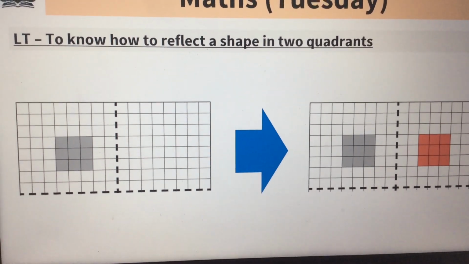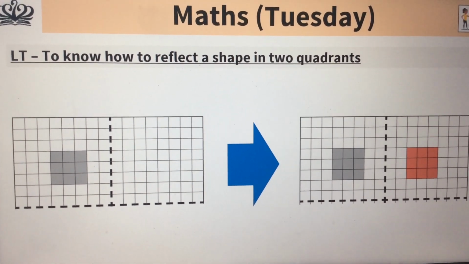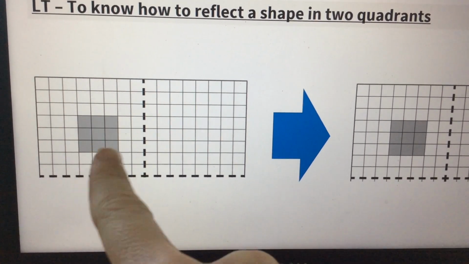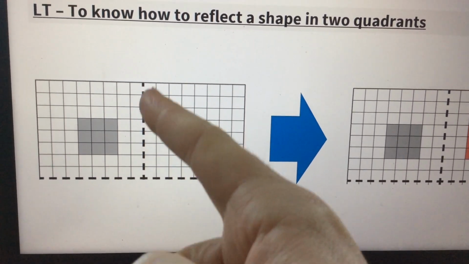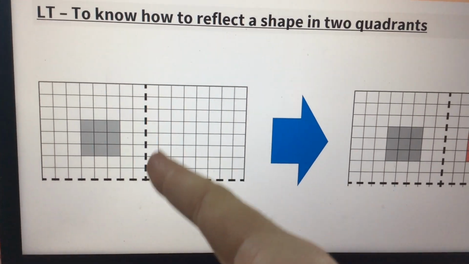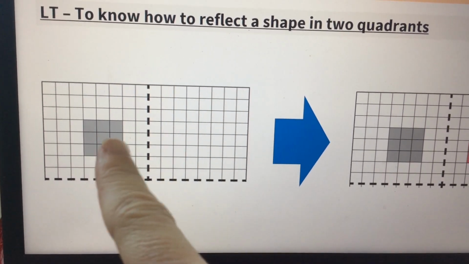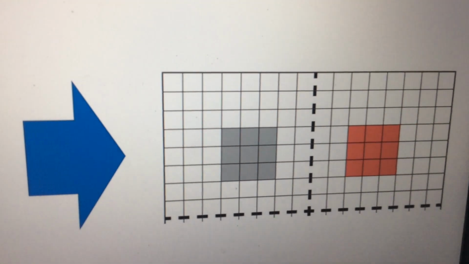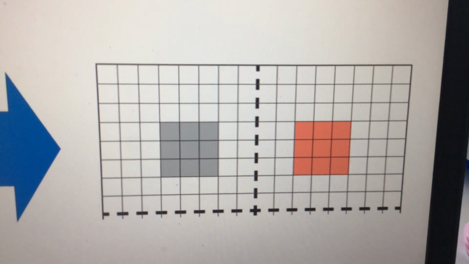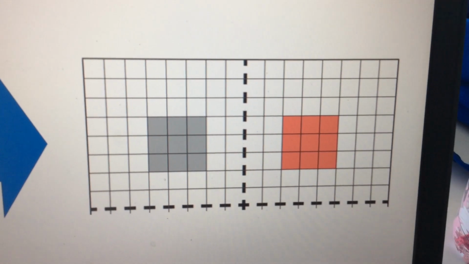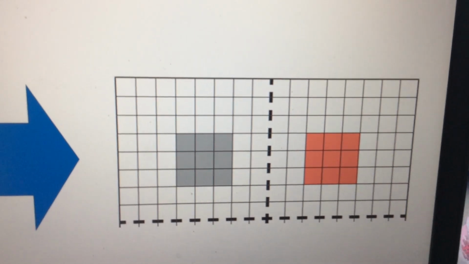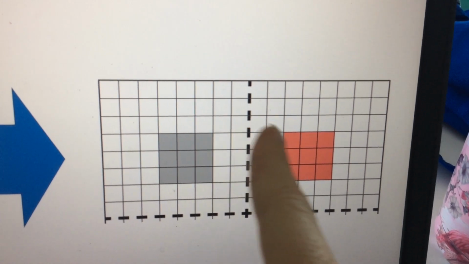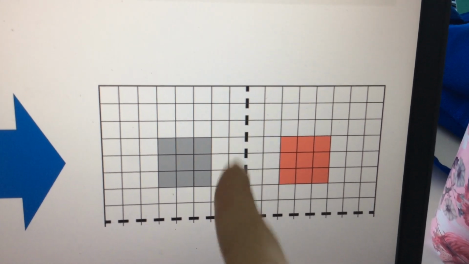Okay, so let's have a look at how we're going to reflect a shape. So here we've got a shape, a square, and this is our mirror line, this dotted line here. So this is the reflection. The red square is a reflection of the grey square. Now the way that we do this is we have to make sure both the shapes are the same distance from this mirror line.